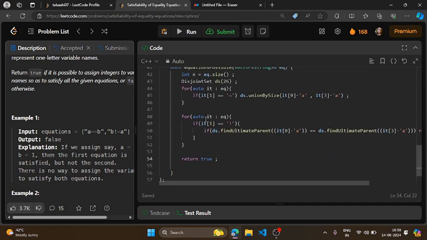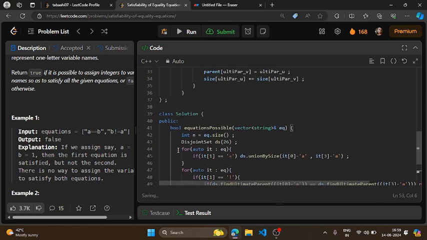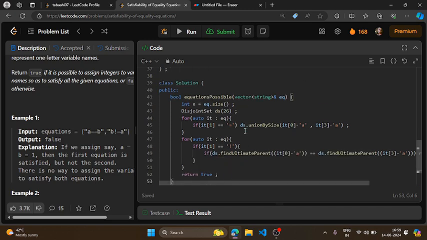This was quite a small code, and you can learn the implementation of this disjoint set from YouTube. In fact, I'd suggest learning it from Striver's video, right? So yeah, this was the entire solution.